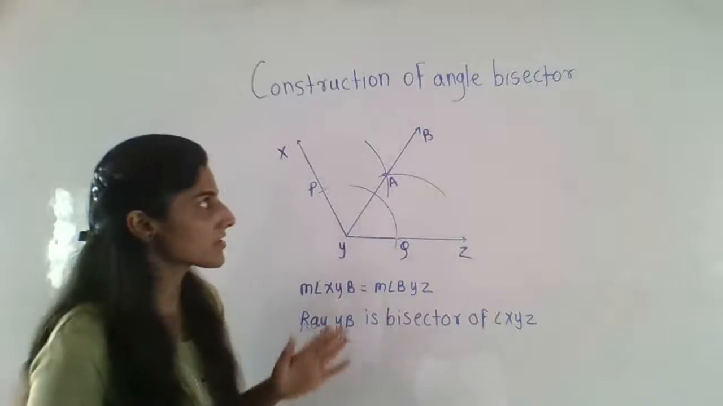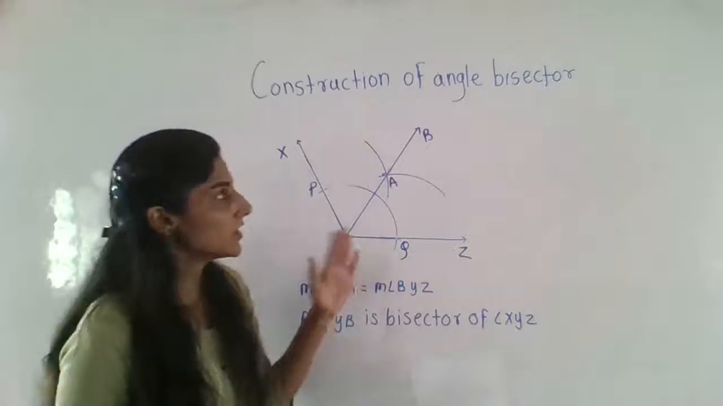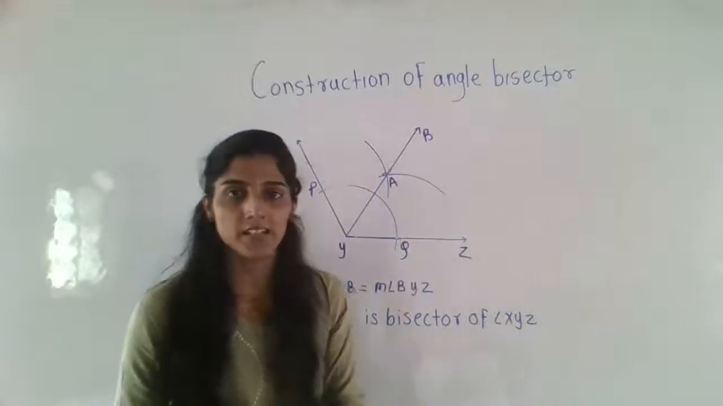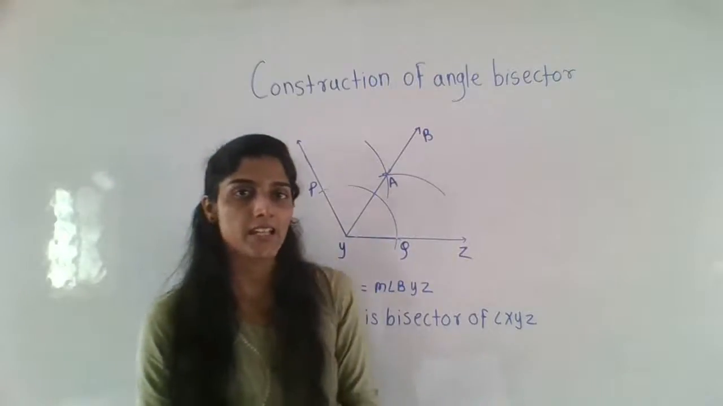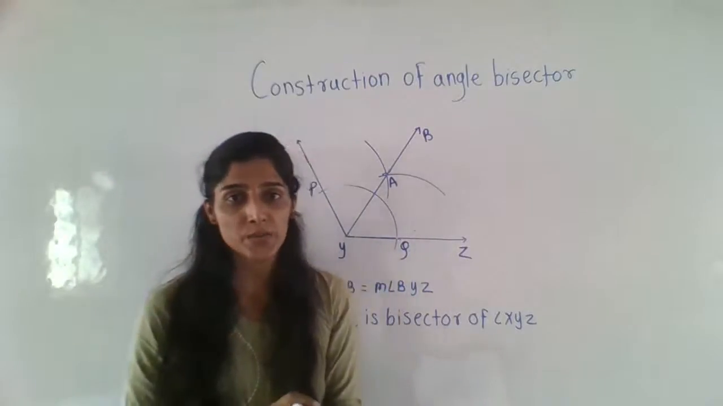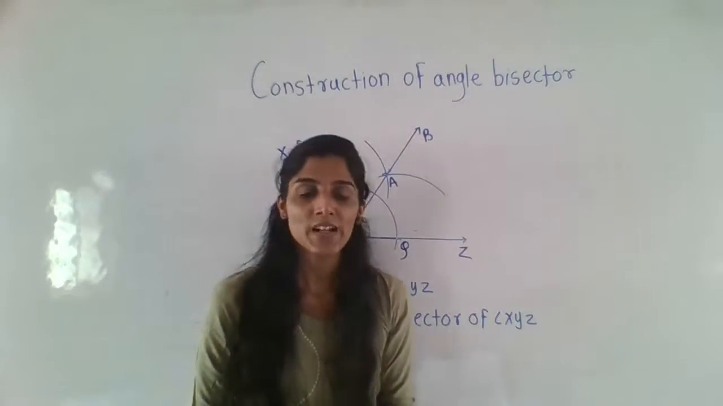Understand? You can construct the angle bisector of any angle of any measure. Understand how we can draw the bisector of any angle. I hope all of you have understood the concept of angle bisector. Okay, so we will stop here.